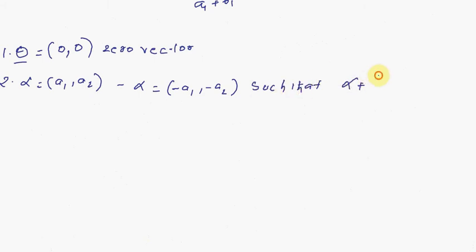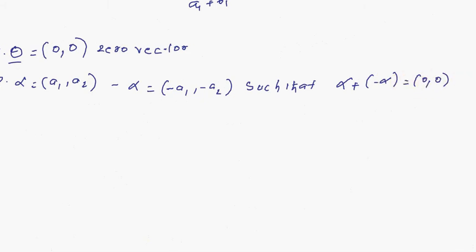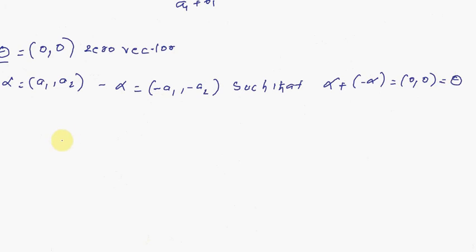Number two, we would expect that any vector alpha given by the ordered pair a1, a2 should have the additive inverse given by minus alpha, represented as minus a1, minus a2, such that alpha plus minus alpha gives us the zero vector.